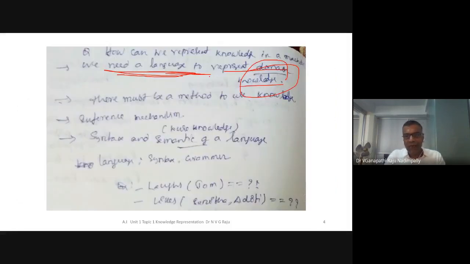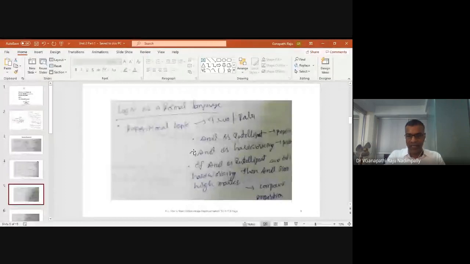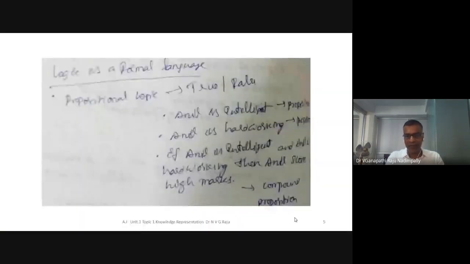Now, what kind of knowledge do we have to feed to the machine? It is always domain knowledge. Now, there must be a method to use the knowledge. First, let me go to your textbook example, then I'll come back. Otherwise, no, sorry, I cannot go to textbook examples in the first class itself. So let me continue.